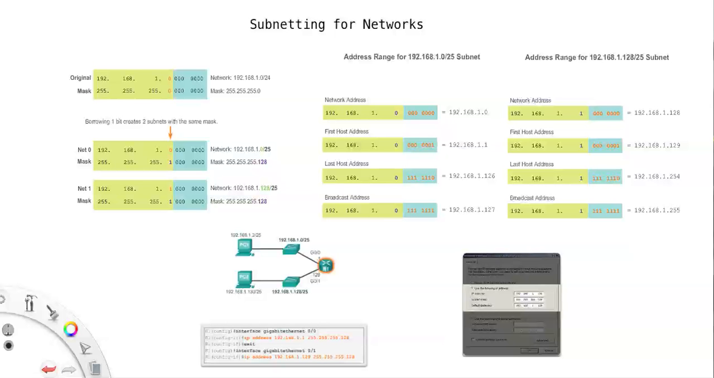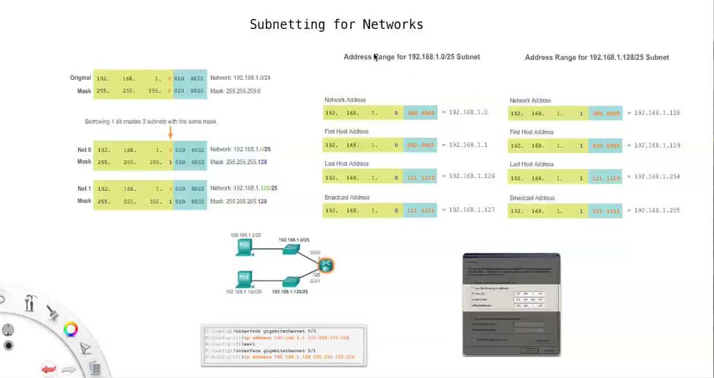Okay, so before we get started, we're going to cover a few things. First, subnetting for networks. We're going to do subnetting for hosts. We will get into variable length subnet masks, reverse engineering an IP address to figure out what network that particular host belongs to, and then we'll look at IP version 6 addressing. So first off, subnetting for networks.